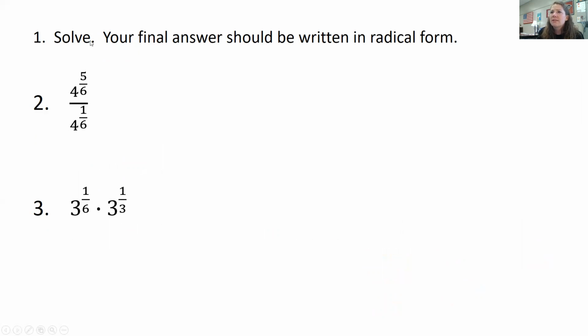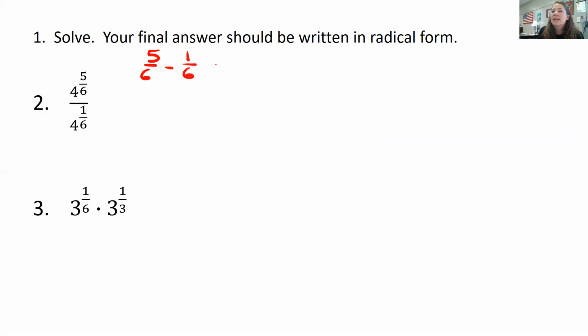So number 1, this is the problem for number 1, it says your final answer should be in radical form, like we just converted, right? So here we have 2 numbers that have the same base, a 4 and a 4, and they have exponents and they're being divided. So what is the rule when you have 2 numbers with the same base? What do you do with their exponents? You subtract them. So I'm taking the exponents and I'm subtracting.